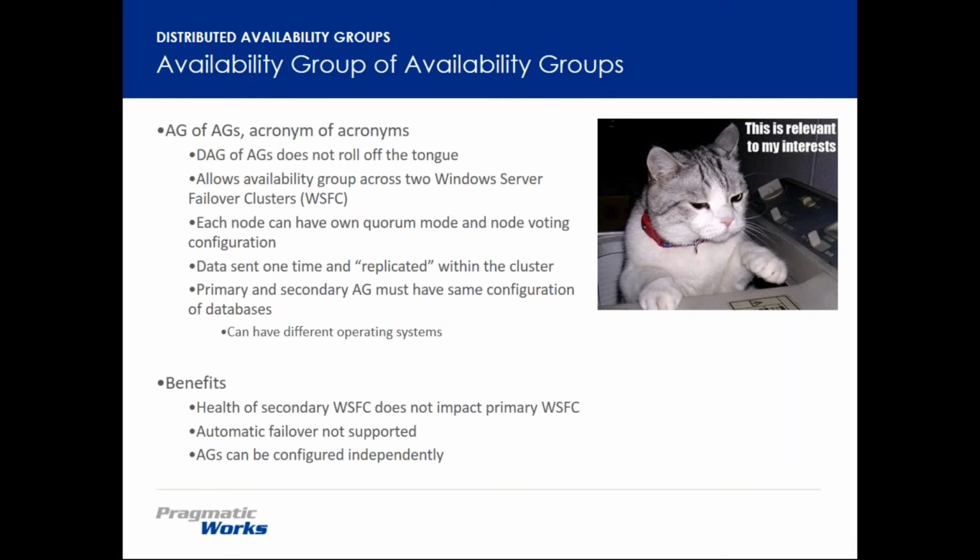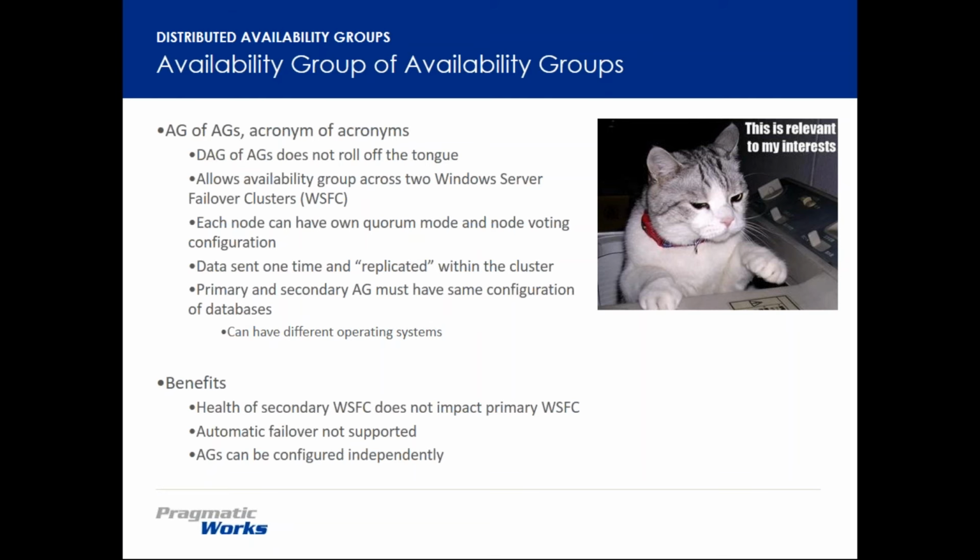So it is an availability group of availability groups. I tried to find a family-friendly slide with funny acronyms on it. I was unable. So here is a picture of a cat studying the AlwaysOn documentation intently. Some of the Microsoft documentation calls this a DAG or a DAG of AGs. Doesn't roll off the tongue, but what's important to understand is that a distributed availability group is really an availability group of availability groups, and that's why I've titled the slide like that.